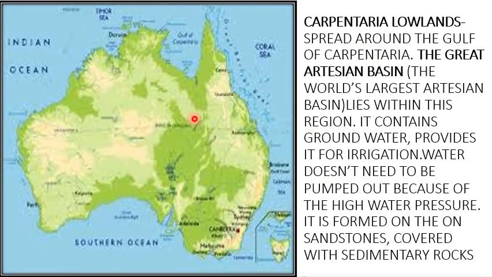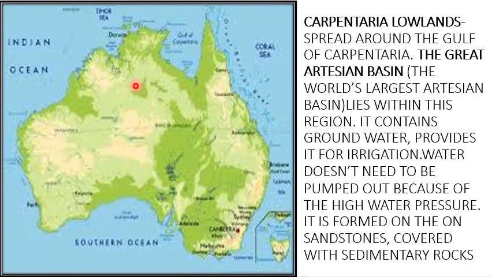Carpentaria Lowland spreads around the Gulf of Carpentaria. You can see this green color is Carpentaria Lowland. The Great Artesian Basin lies within this region.